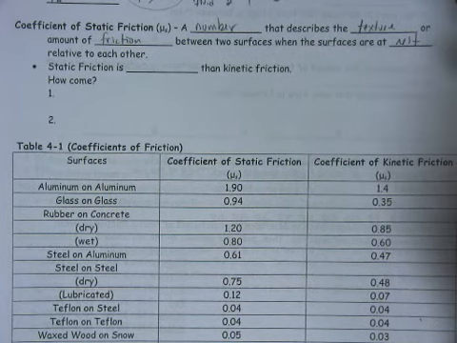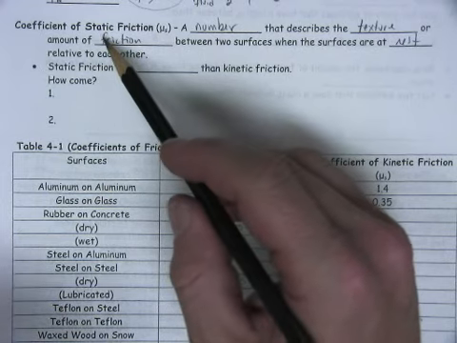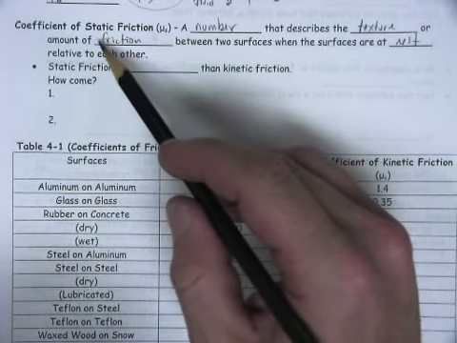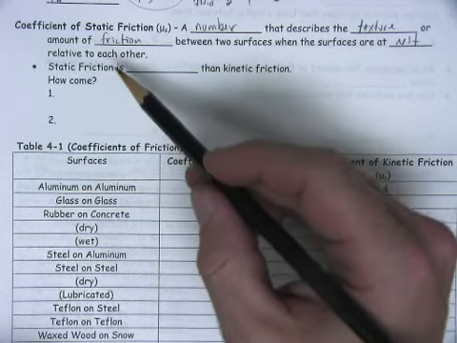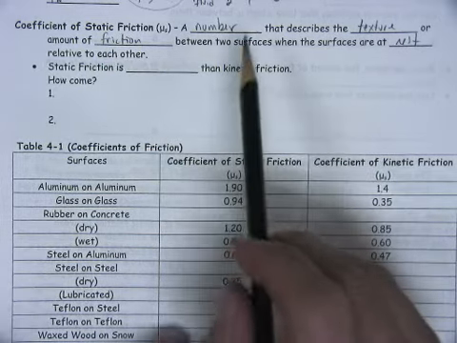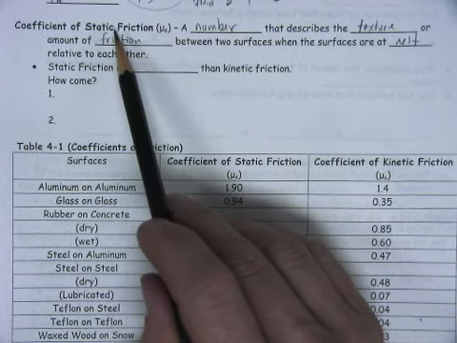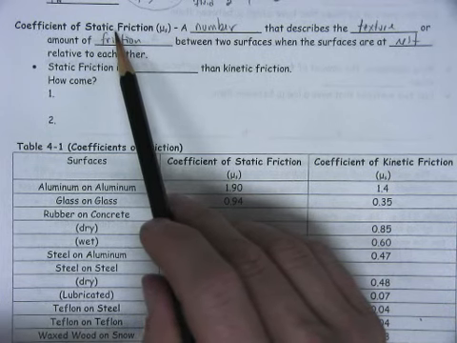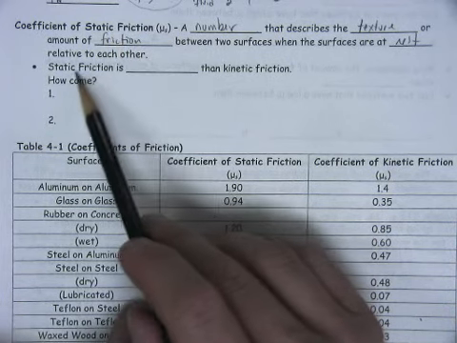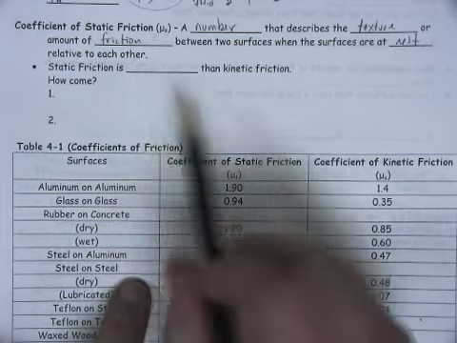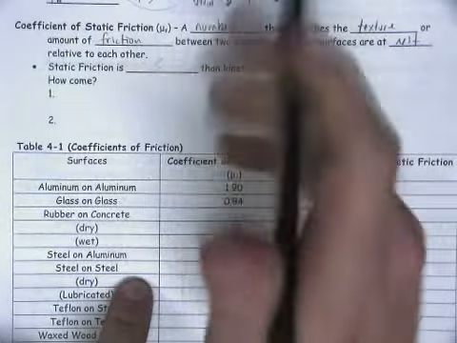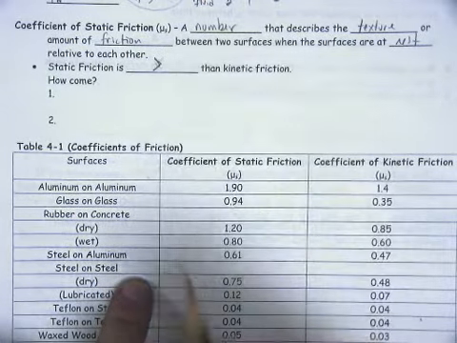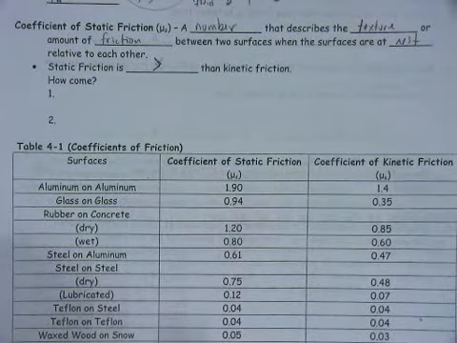So the big difference is static friction is the texture while they're at rest, and kinetic friction is the texture while they're in motion. And we'll find out that the coefficient of static friction is going to be greater than the coefficient of kinetic friction. And that's what we're going to say right here. So static friction is going to be greater than kinetic friction. And there are two reasons for that.